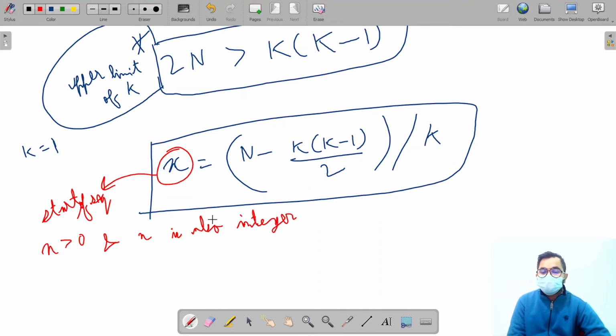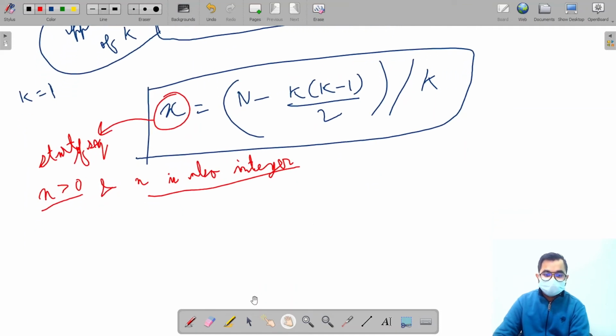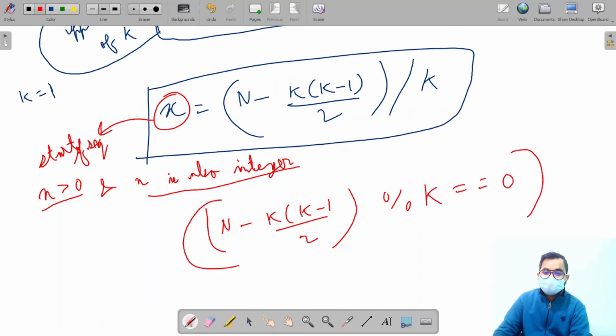Isn't it true? Consecutive positive integers. So first thing positive, second thing integer. And how can I check if this thing is an integer or not? Is this x for my k an integer or not? Simply I can check if n minus k into k minus 1 is completely divisible by k.